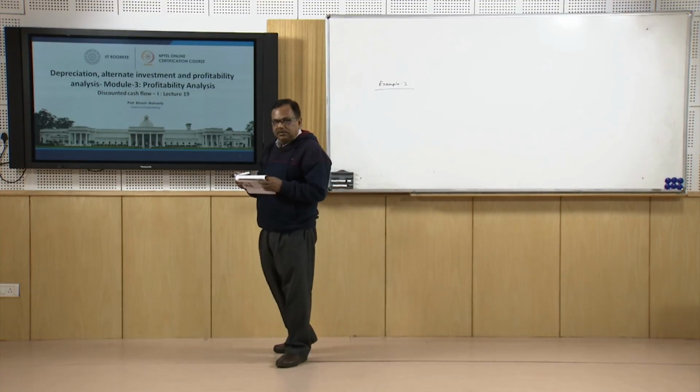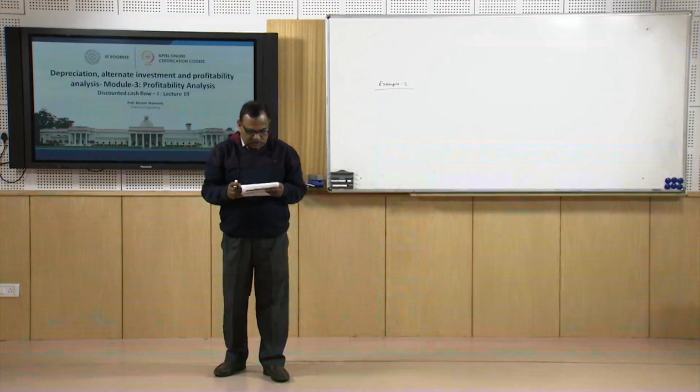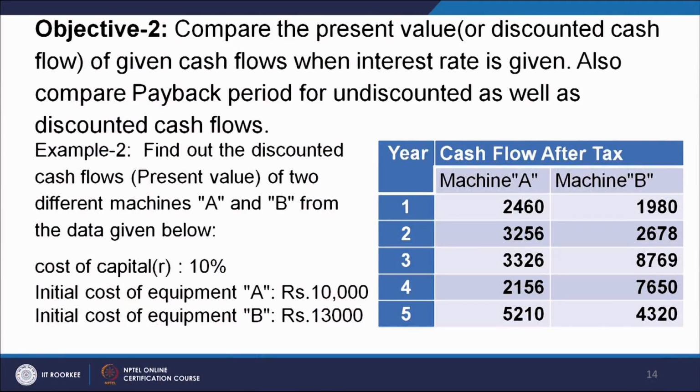Now the objective of example number 2 is to compare the present value or discounted cash flow of given cash flow when the interest rate is given. Also compare payback period for undiscounted as well as discounted cash flows. Now example number 2 is to find out the discounted cash flow present value of two different machines A and B from the data given.